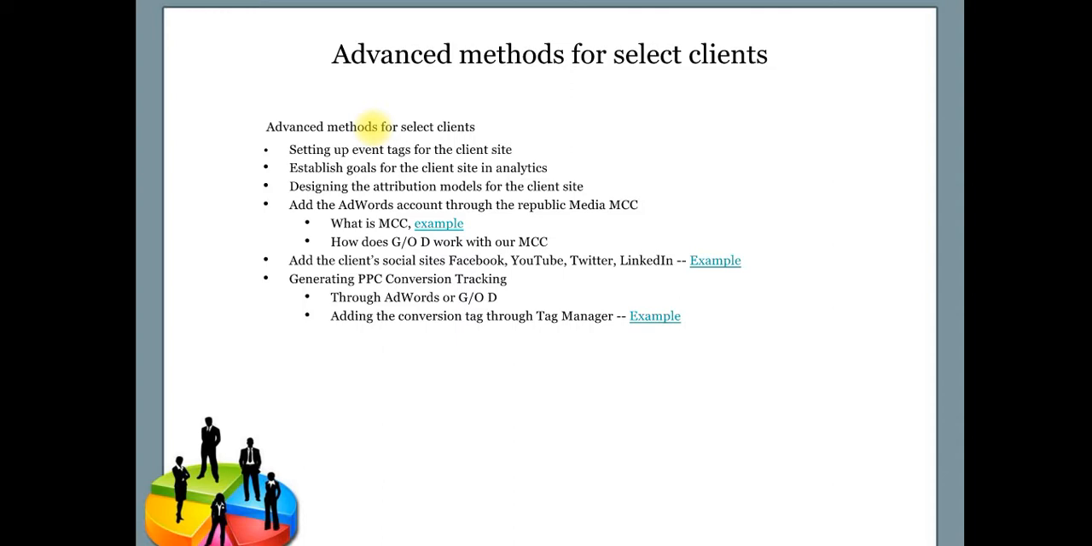And when you get that kind of client, what we can do is we can go in and set up event tags. We can start setting up and establishing goals and attaching value to those goals. And then with those in place, we can do attribution models. We get even more sophisticated. We can tie in their PPC campaigns through our MCC, through the Republic Media MCC. And there's an acronym that I'm sure a couple of you are now thinking, what is that all about? MCC, My Client Center. Let's take a look.